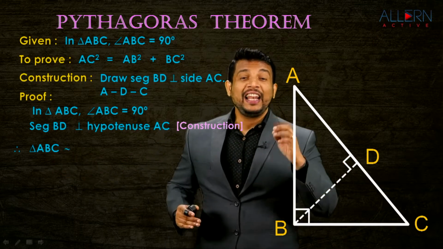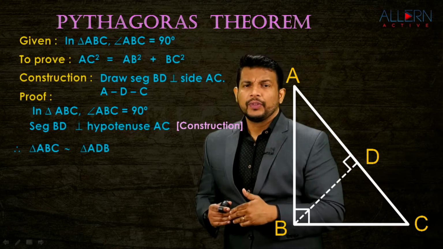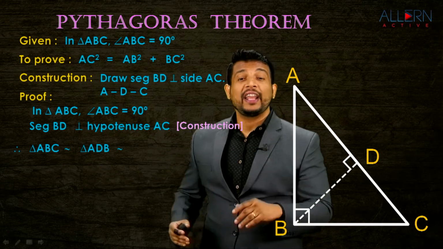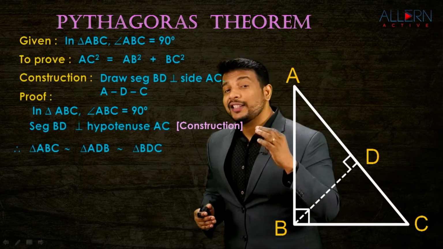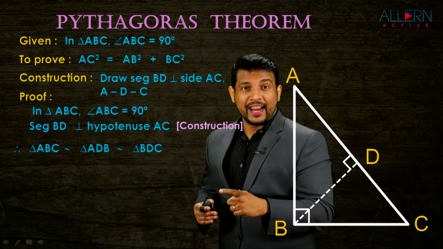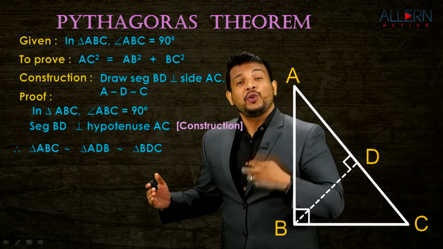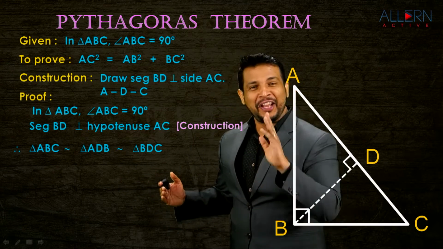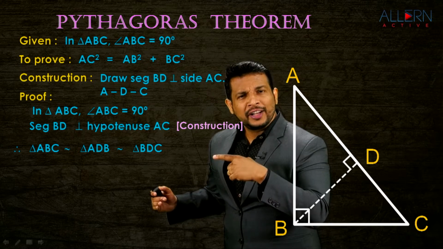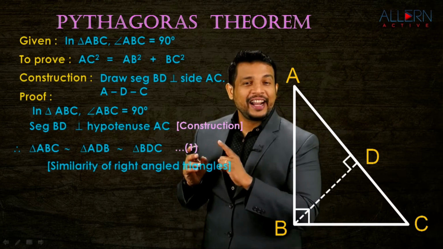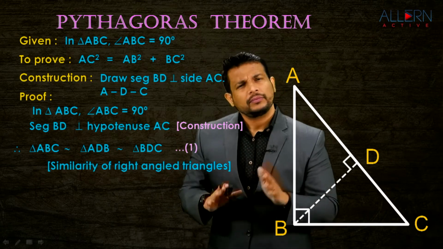So what do we get? Triangle ADB. Beautiful. Now write D between the next two, that is between B and C. So what do we get? It is triangle BDC. These are the three triangles which are similar to each other, and they are as per 1-to-1 correspondence of the vertices. Very important. What is the reason for that? We know the reason. The reason is nothing but similarity of right angle triangles, and that is our result number 1. We got this. Beautiful.